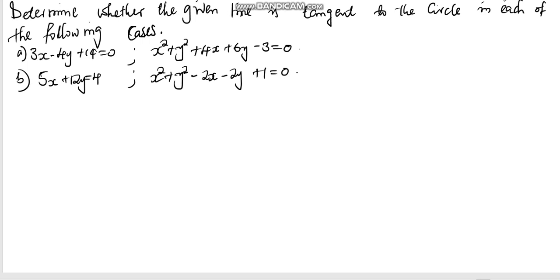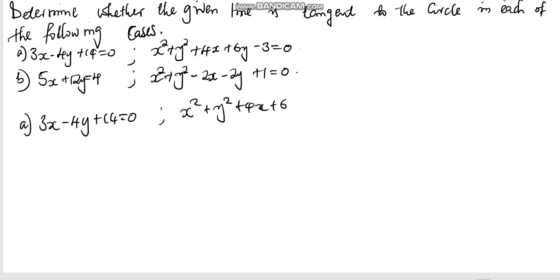Okay, so I have this question here that says determine whether the given line is tangent to the circle in each of the following cases. So let's start with A here. For A, the given line is 3x minus 4y plus 14 equal to 0. Then the curve that we're going to discuss is x squared plus y squared plus 4x plus 6y minus 3 equal to 0.